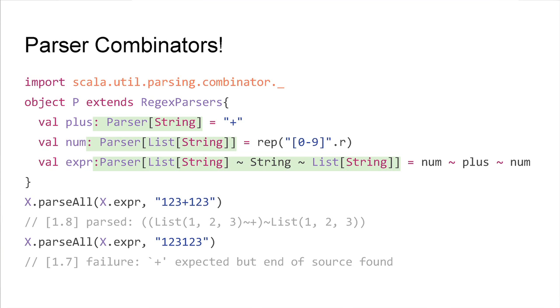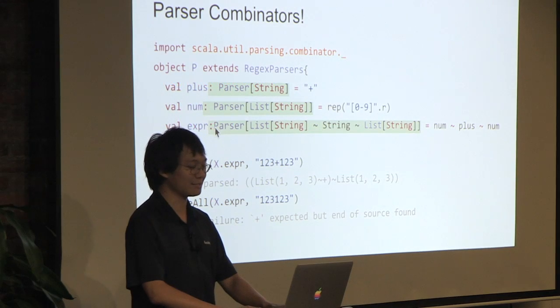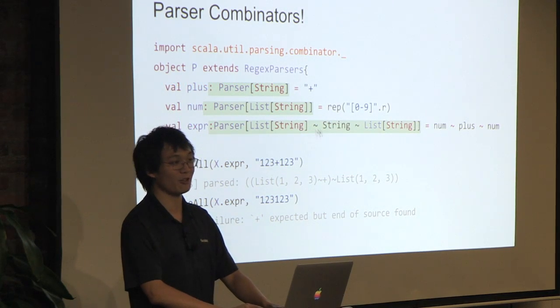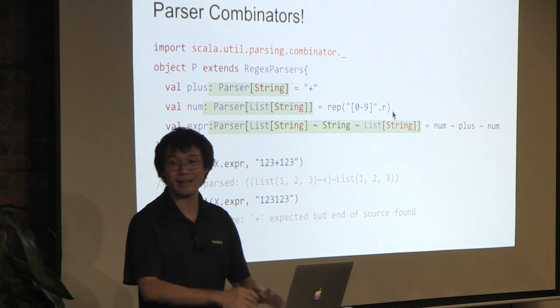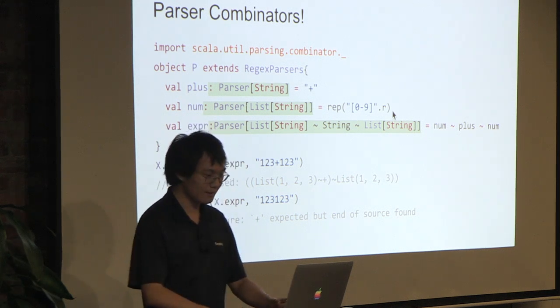Another thing that's nice about this is that the parsers are all statically typed. So I know that plus parses a string. I know that num parses a list of strings. I know that expression gives parsers a list of strings followed by string followed by list of strings. I can't screw that up.